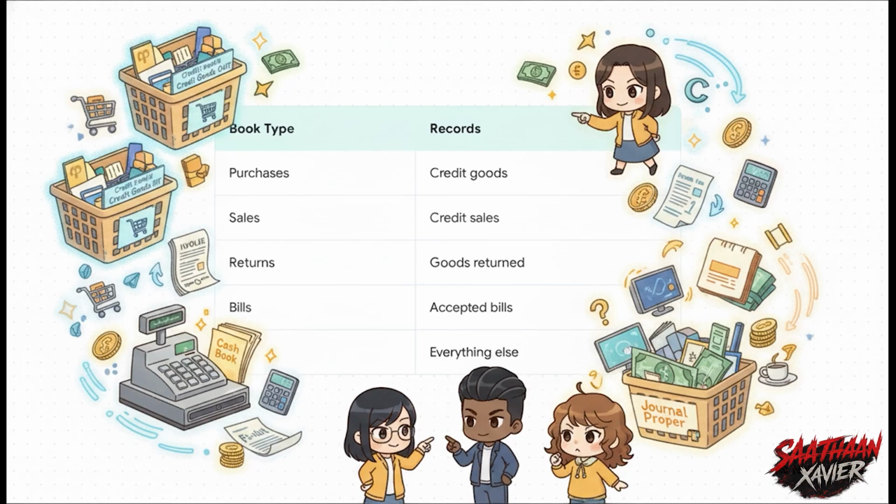But what if a transaction is just weird and doesn't fit into any of these neat little assistant folders, like, say, buying an office computer on credit? Well, that gets dumped into the final catch-all basket, the journal proper.